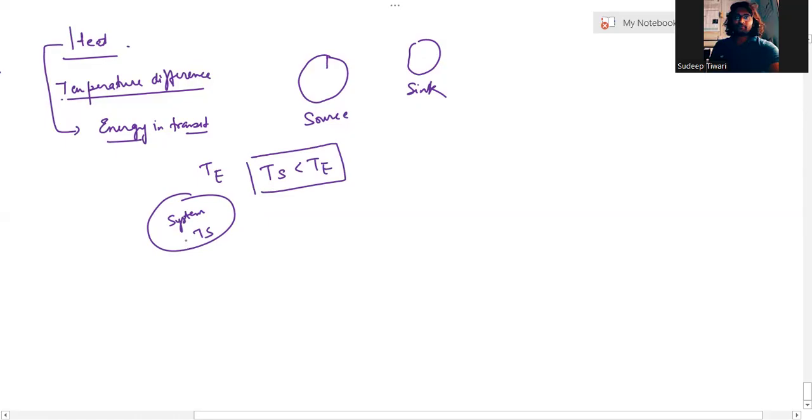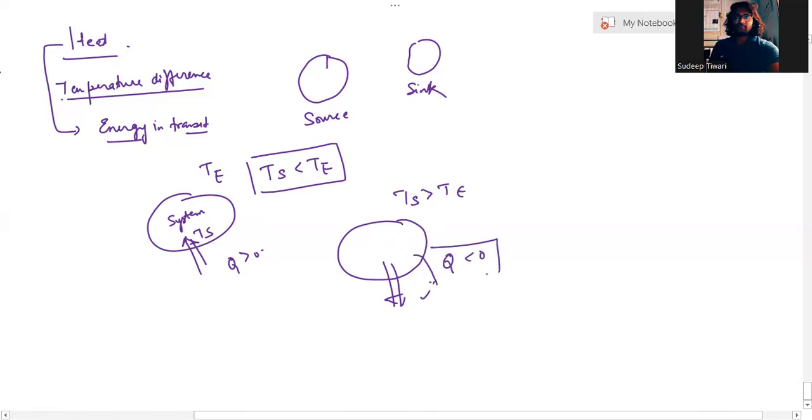what will happen? Energy flow will take place in this direction. If the source temperature is greater than the surrounding temperature, then heat will flow in this direction. Whenever energy flows out of the system, we take it by convention as negative, and whenever energy flows into the system, we take it as positive.